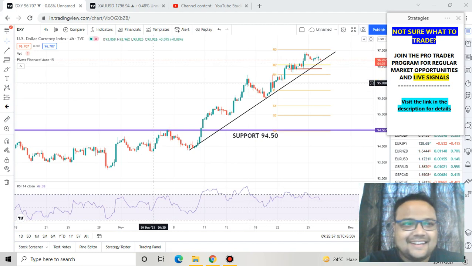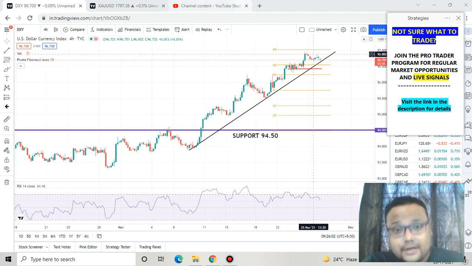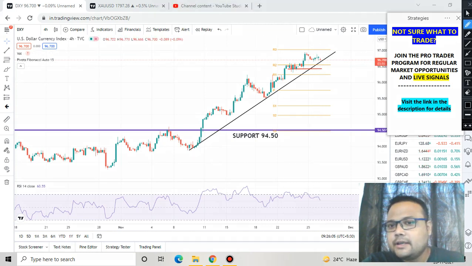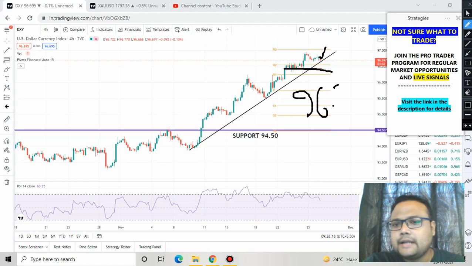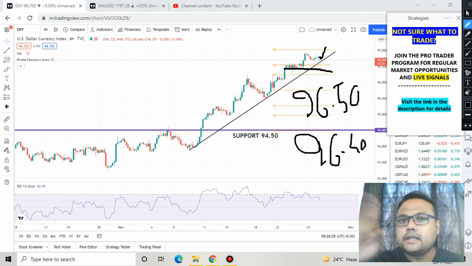Anyways, this is the chart of DXY, and you can see right now DXY is standing at the trend line here. So the first possibility is the market will bounce from this trend line, and if it fails to bounce, then the next support will be at this level, 96.50 to 96.40. But right now the first possibility is DXY will bounce from this particular trend line, which is also acting as the dynamic support for the market.